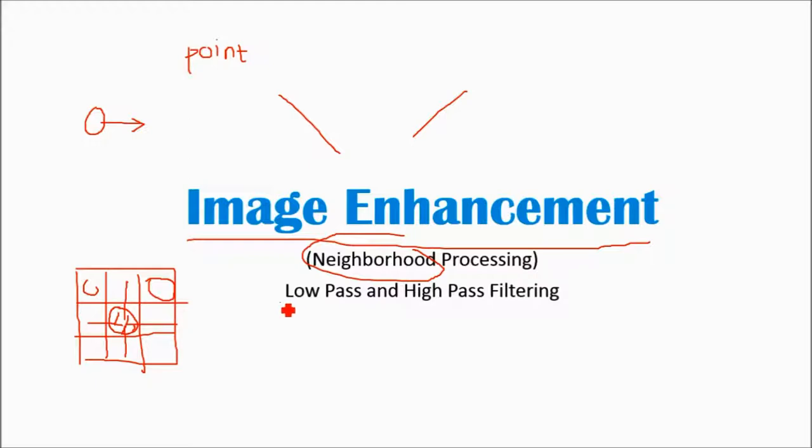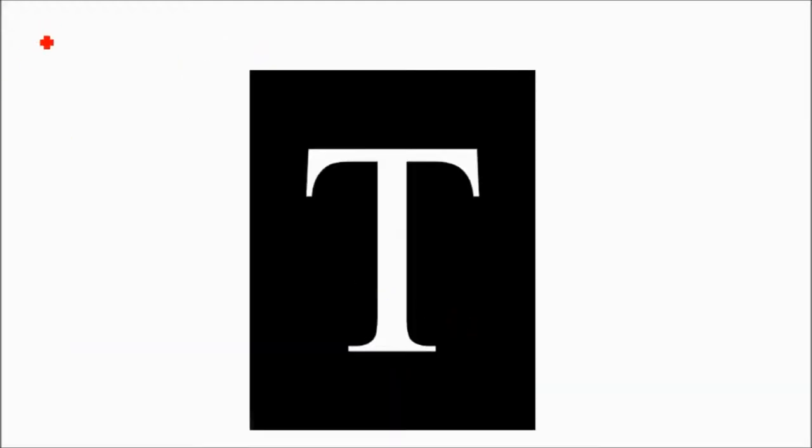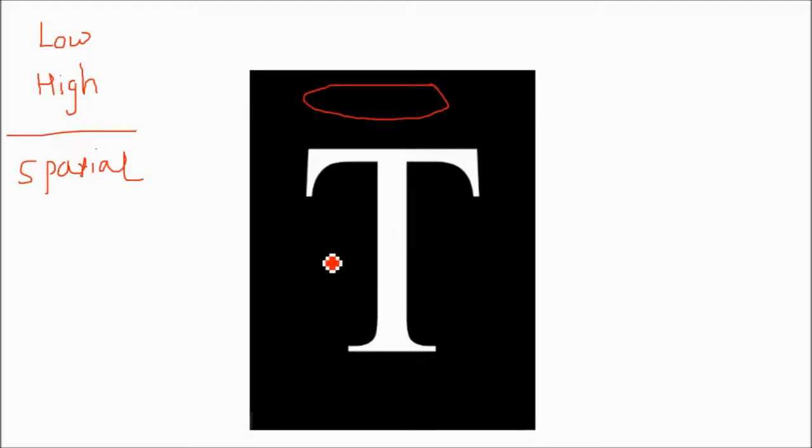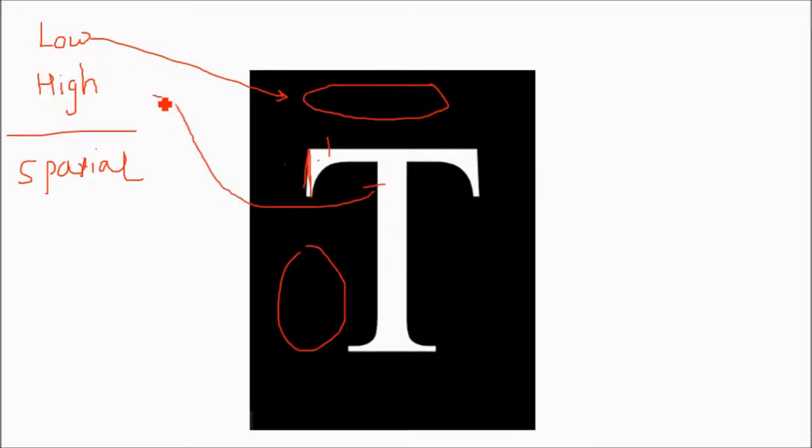In neighborhood processing, we will discuss low pass filtering and high pass filtering. First of all, any image will have two frequencies, low pass and high pass. Whatever we are discussing is regarding the spatial domain, not the frequency domain. In the spatial domain, frequency which is not changing drastically is called low pass. This is not changing, this is not changing, completely black as well as this white. It is not drastically changing, so that part is the low pass region. And high pass means an edge, where you change from black to white. This is nothing but a drastic change. This region is called the high pass region.